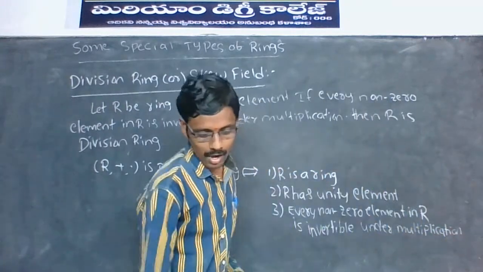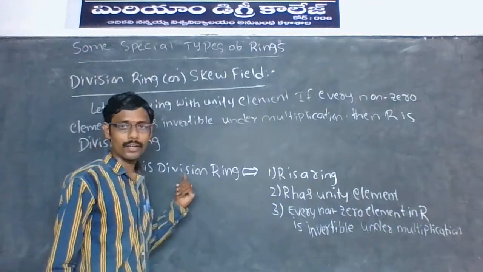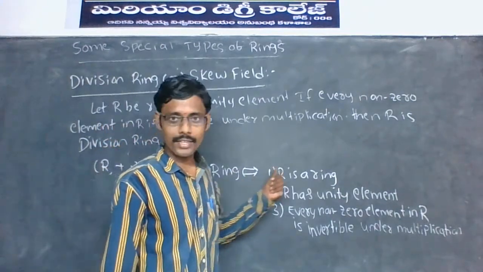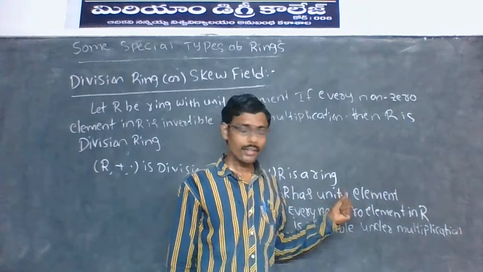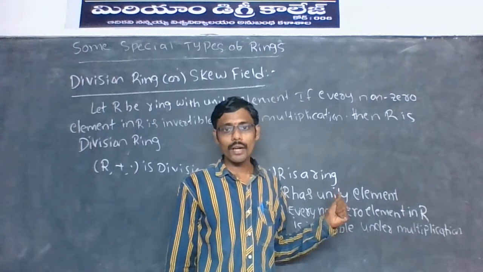In condition notation: R is a ring with unity element, R plus dot is a division ring. R is a ring. R has unity element. Next, every non-zero element in R is invertible under multiplication.